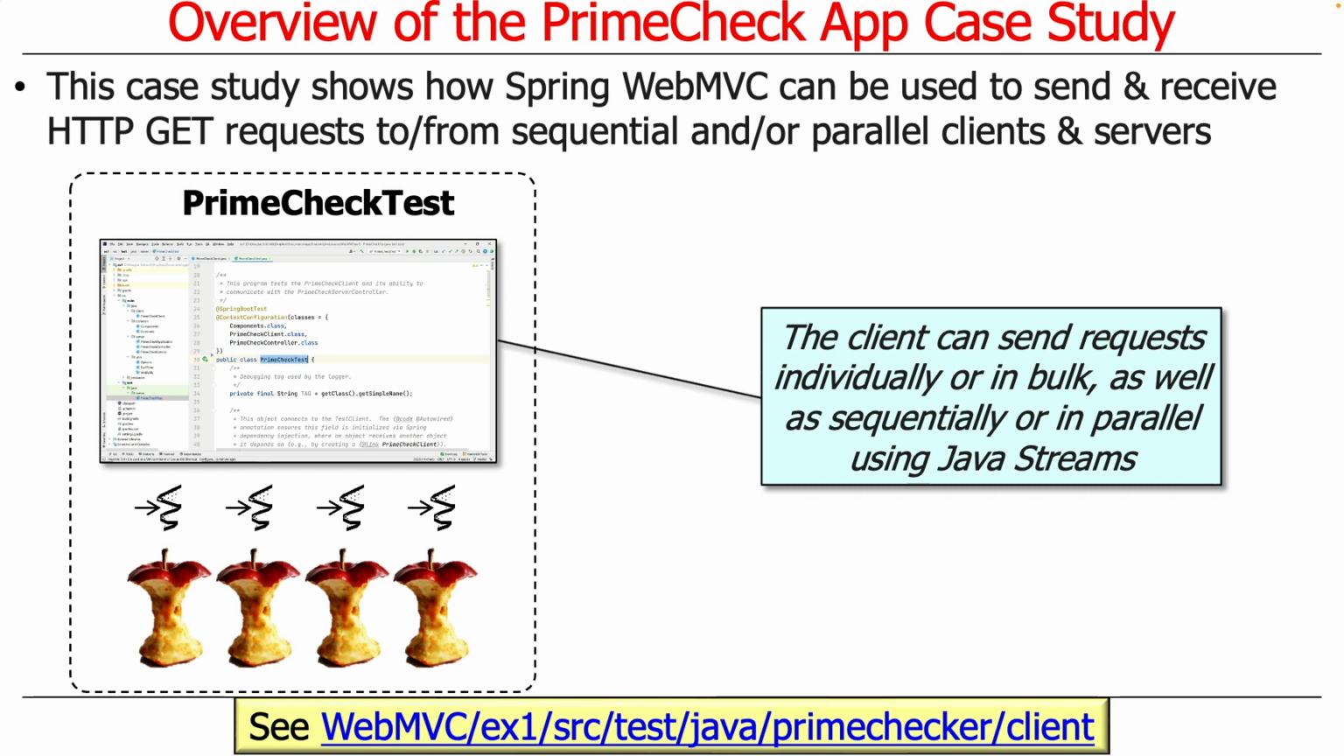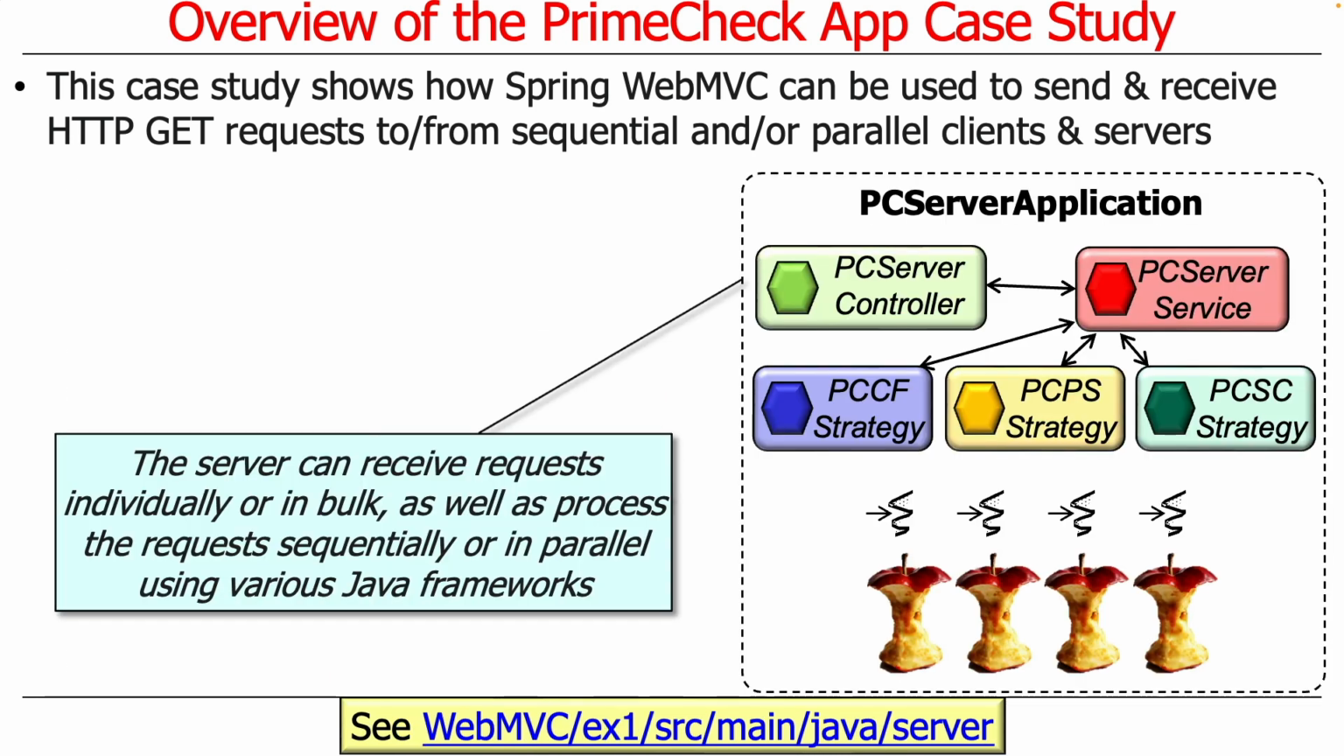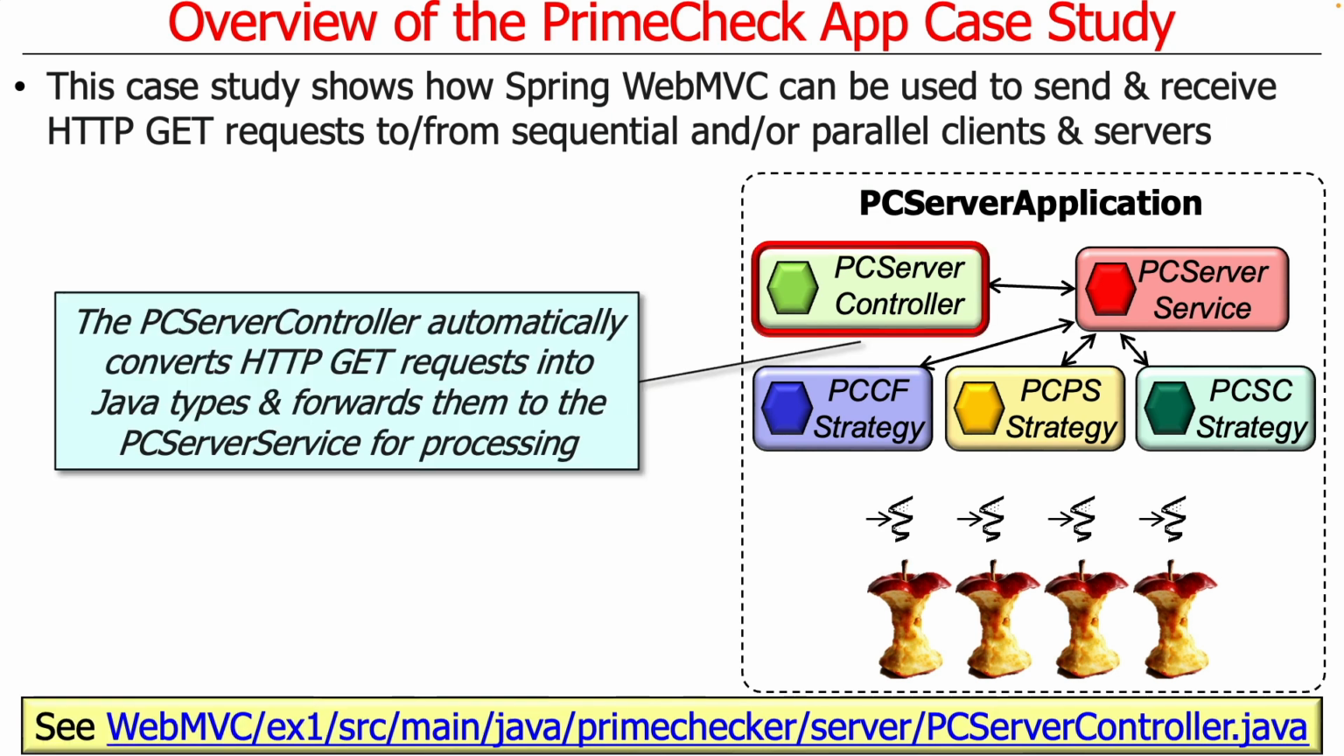So we'll see how the client can be programmed quite easily to do all those things without really breaking much of a sweat. The server can receive the request sent to it either individually, if that's the way the client sends it, or in bulk, if that's the way the client sends it. And the server has different implementation strategies that can process the requests it receives either sequentially or in parallel using various Java frameworks. And you might not be surprised to imagine that we're going to do sort of a bake-off to see how things perform in terms of different models, sequential versus concurrent, and so on.